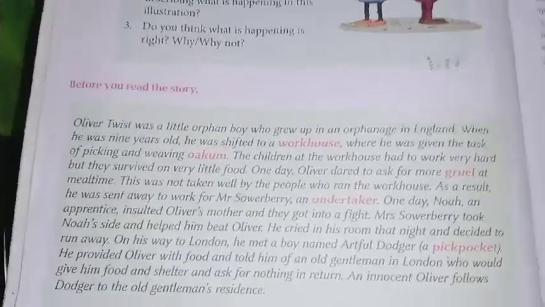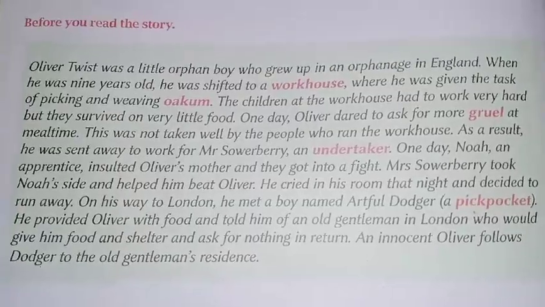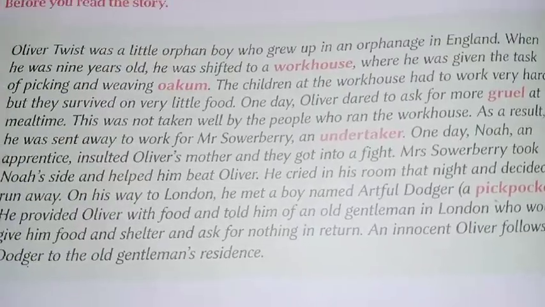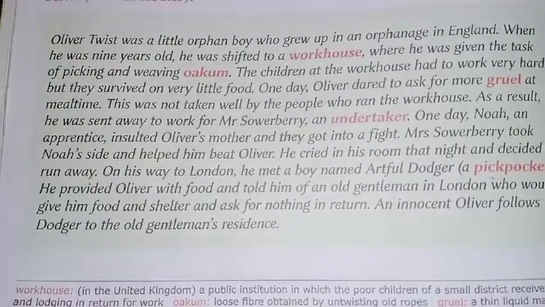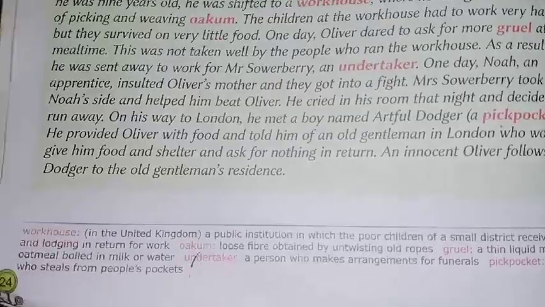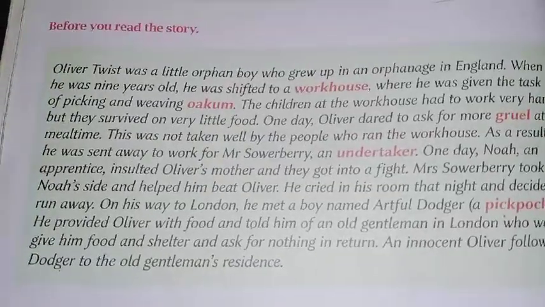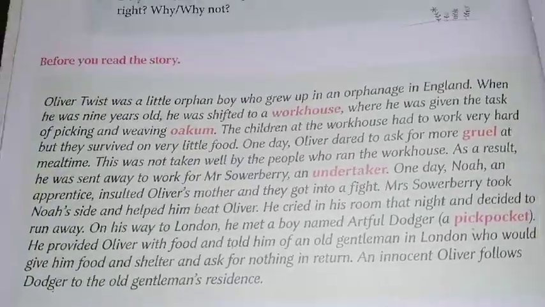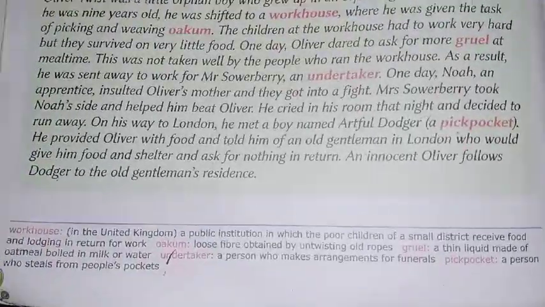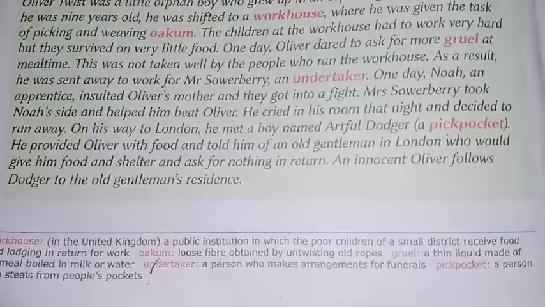Oliver Twist was a little orphan boy who grew up in an orphanage in England. When he was 9 years old, he was shifted to a workhouse. Workhouse means a public institution in which the poor children of a small district receive food and lodging in return of their work. Where he was given the task of picking and weaving oakum. What is oakum? Oakum is loose fiber obtained by untwisting old ropes.